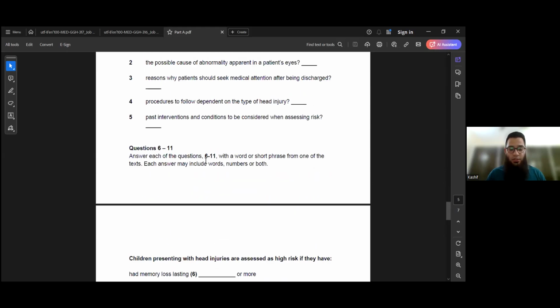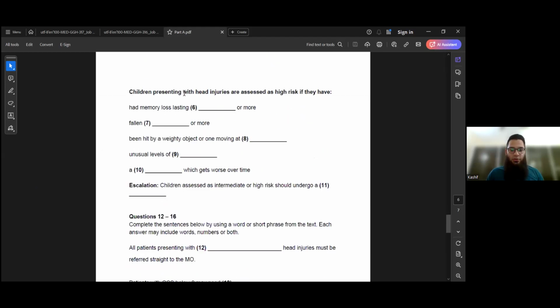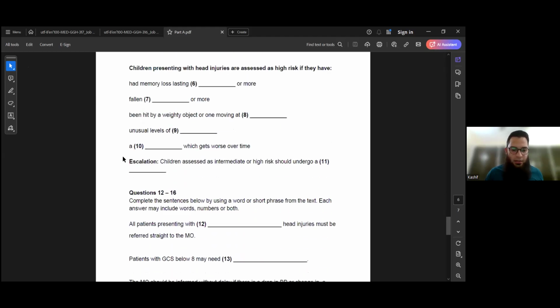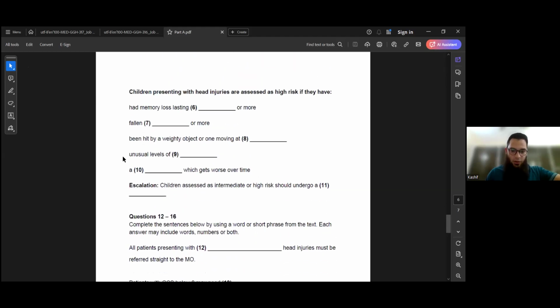Now, what should we do? Answer each of the questions with a word or a short phrase from one of the texts. Each answer may include words, numbers, or both. Okay. So, children presenting with head injuries are assessed as high risk if they had memory loss lasting dash or more. Now, I can understand this part can get confusing because you have to scroll up and down so many times. But in the real exam, you will be given another paper, and so you can always have a look and compare both of them. Here, I can understand it gets confusing.